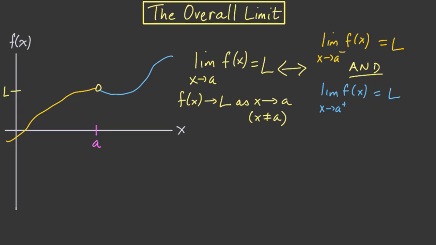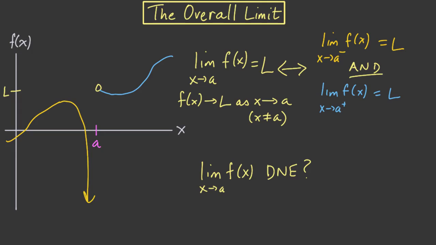Now, the overall limit might not exist. One way it might fail to exist is if the limit from one side does not exist. So, for instance, as we come in from the left, f of x might blow up to minus infinity or something.